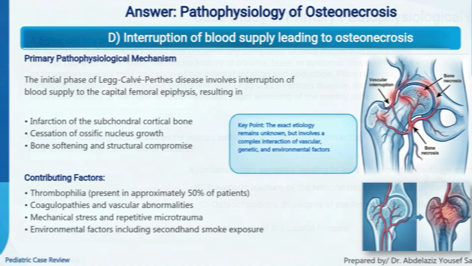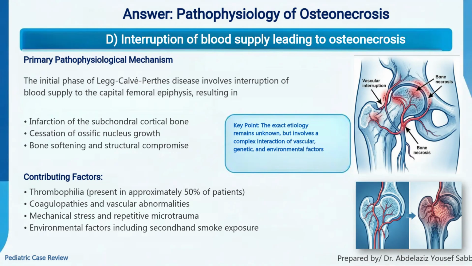The correct answer is option D, interruption of blood supply leading to osteonecrosis of the capital femoral epiphysis. The initial phase of Legg-Calvé-Perthes disease involves interruption of blood supply to the capital femoral epiphysis, resulting in osteonecrosis. This ischemic event leads to infarction of the subchondral cortical bone, cessation of ossific nucleus growth, bone softening and structural compromise, and loss of mechanical integrity.